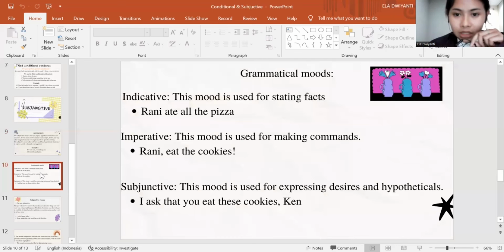Okay, there are grammatical moods. The first one is indicative. This mood is used for stating facts. For example, Rani ate all the pizza. The second, imperative. This mood is used for making commands. For example, Rani, eat the cookies. The last one is subjunctive. This mood is used for expressing desires and hypotheticals. For example, I ask that you eat these cookies, Ken.